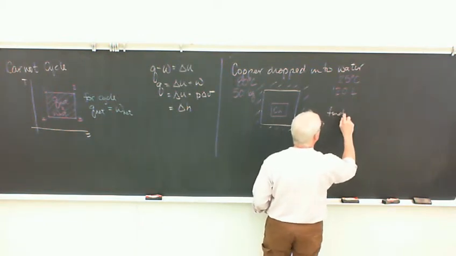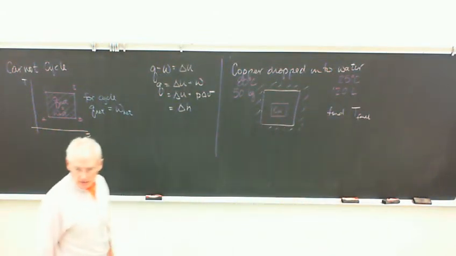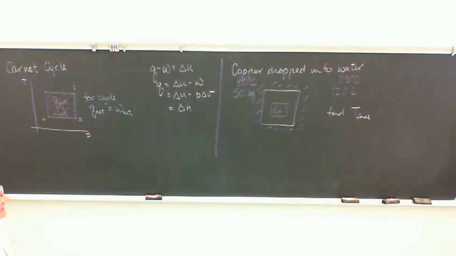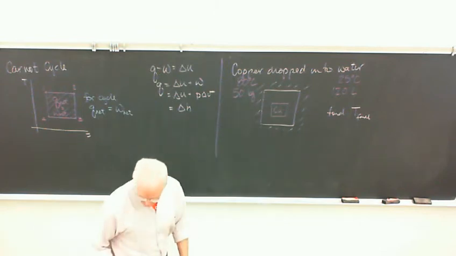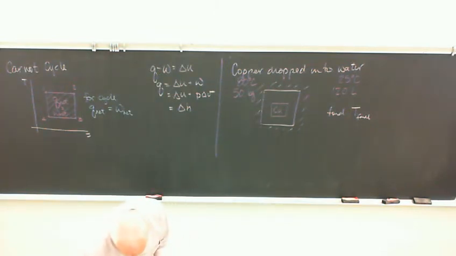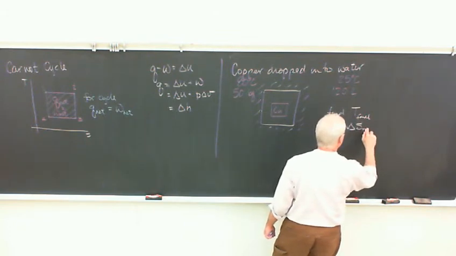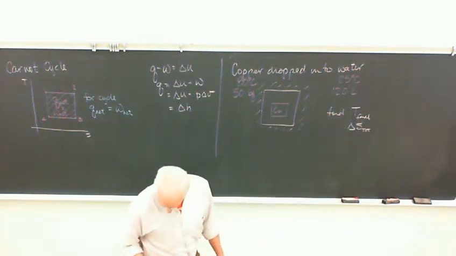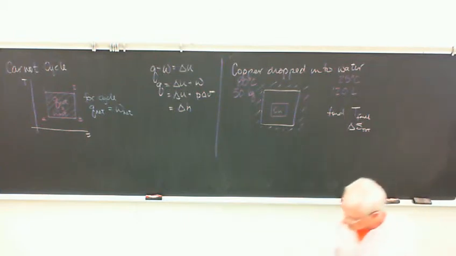Find a couple things. The final temperature, and that'll be of both, because that'll be the equilibrium temperature of the two. Once the copper cools down and the water heats up a little bit, sooner or later they're at the same temperature. So find that temperature. Also find the total entropy change, which means you have to find the entropy change of the water and of the copper. Leave that up there in case we need any values.